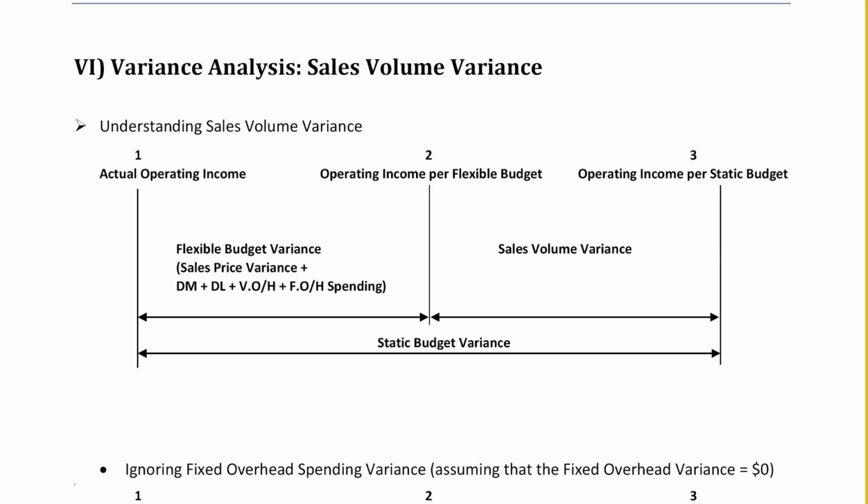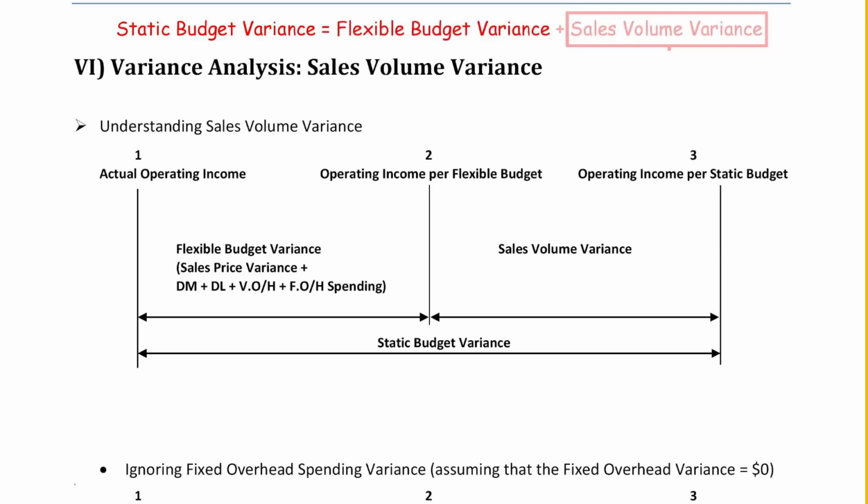On top of this page, static budget variance is equal to flexible budget variance plus sales volume variance. Put a box around sales volume variance and draw an arrow downwards, because in this section we are focusing on a variance analysis for sales volumes.